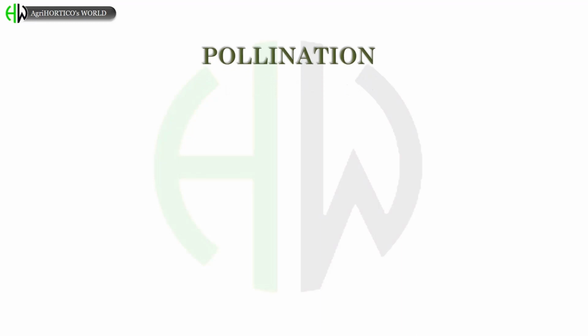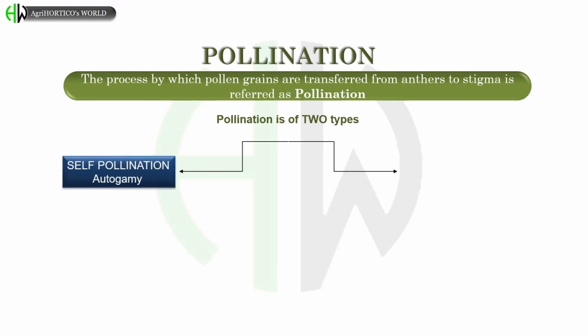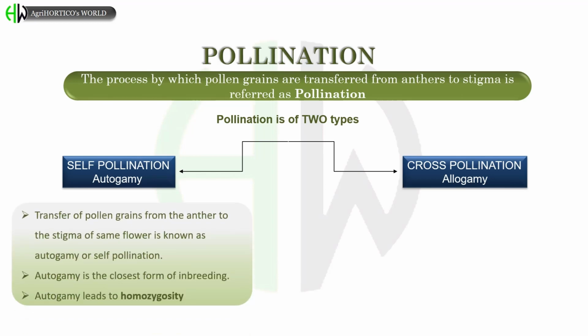What is pollination? Pollination is a method where pollen grains are picked from an anther, which is the male part, and transferred to the flower's female part called the stigma. There are two types of pollination: self-pollination, which is also known as autogamy, and cross-pollination, which is also known as allogamy. Let us see about self-pollination.